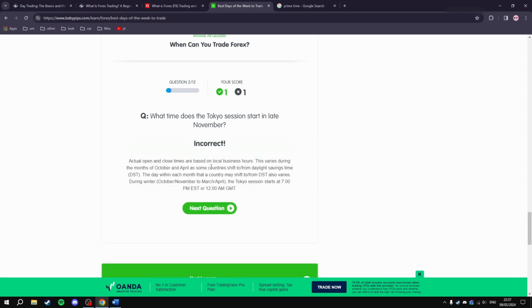Actual open and close times are based on local business hours. This varies during the months of October and April as some countries shift to or from daylight saving time. The day within each month that a country may shift to or from daylight saving time also varies. During winter, October, November to March, April, the Tokyo session starts at 7 p.m. Eastern Time or 12 a.m. GMT.